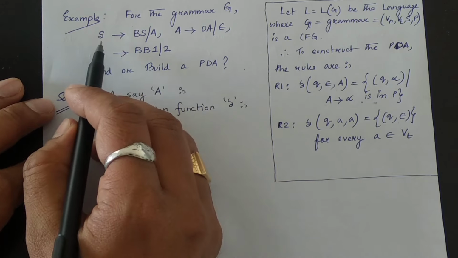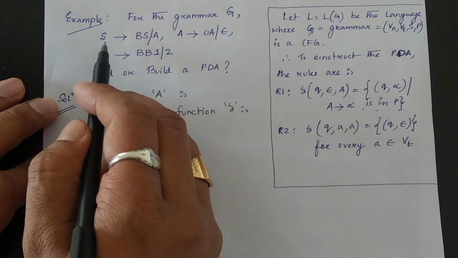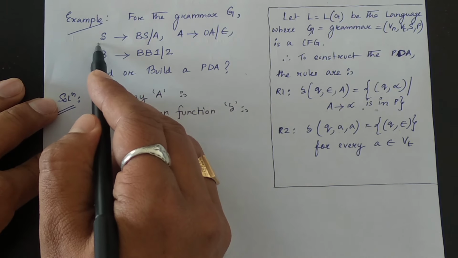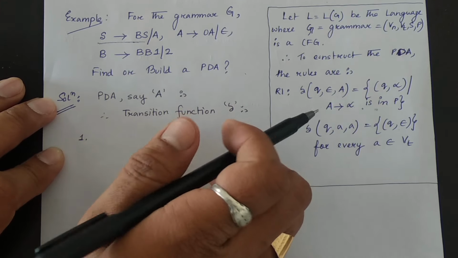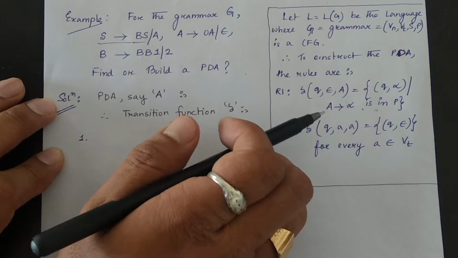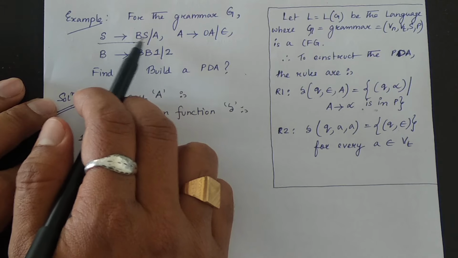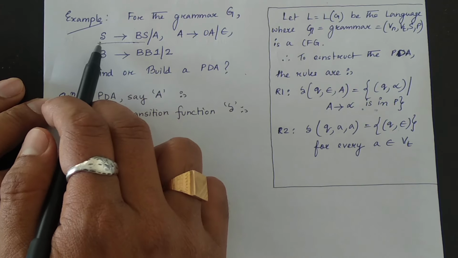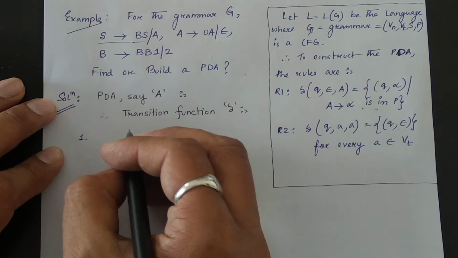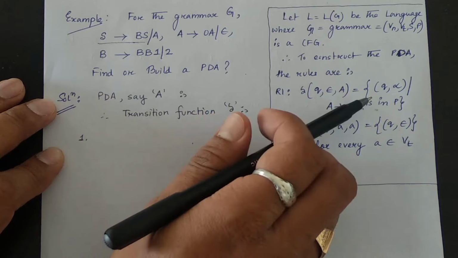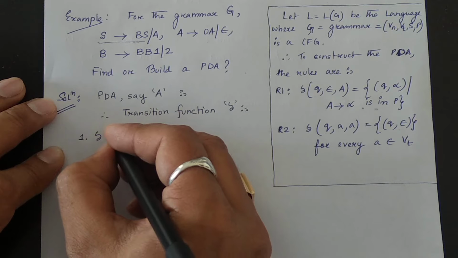Now the first one always starts off with capital letter S. So S tends to BS will be the first production that I'm taking. That means this production is of the form rule number 1, A tends to alpha. A means this non-terminal S, and alpha is a combination of two non-terminals. That means this particular production falls into the rule number 1 category. So according to rule number 1, what will be the step? You have to remember this, the transition function.